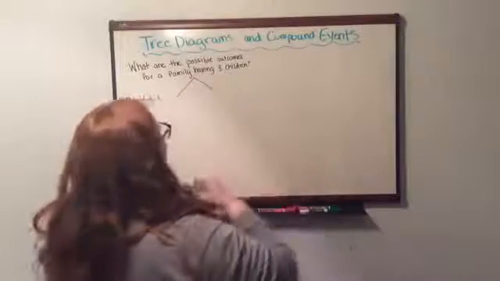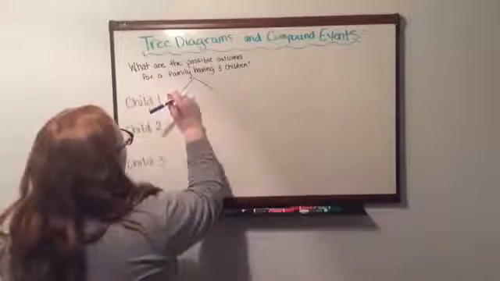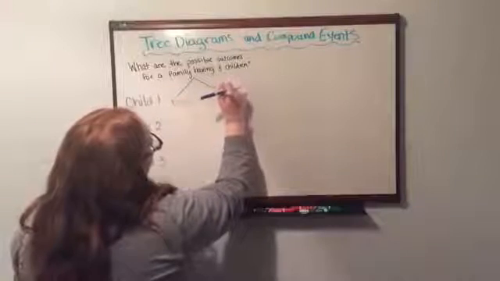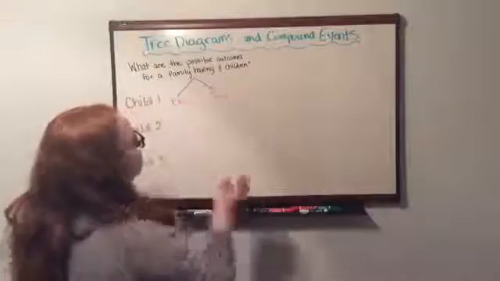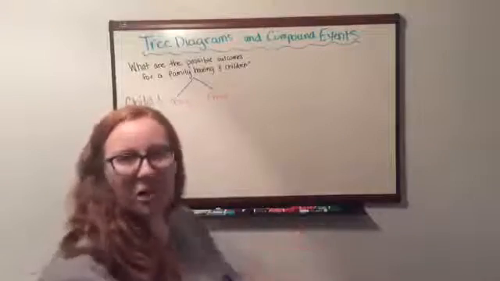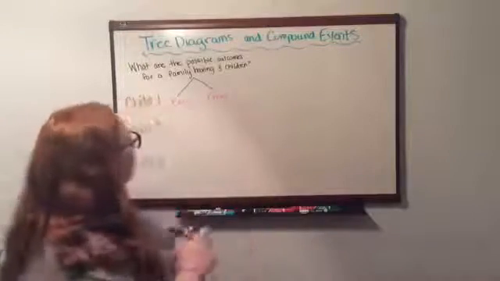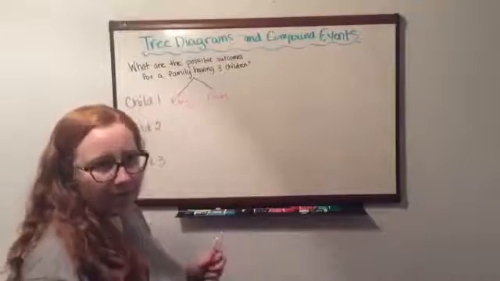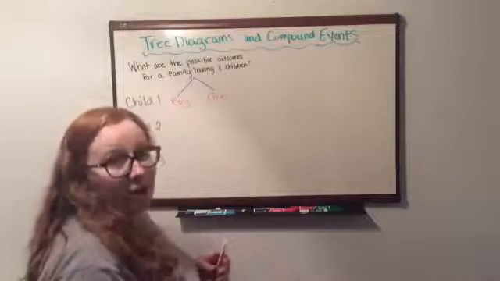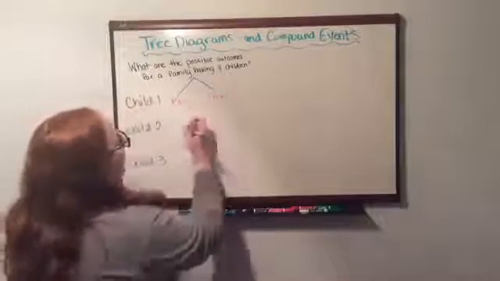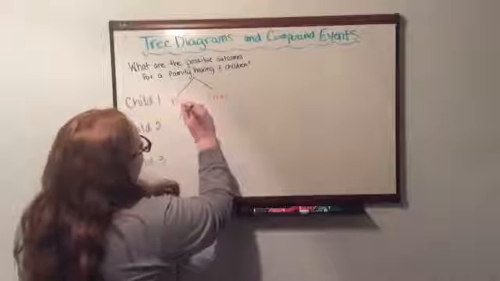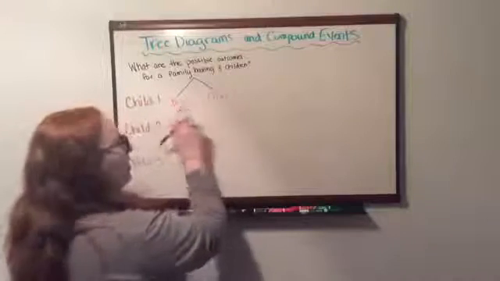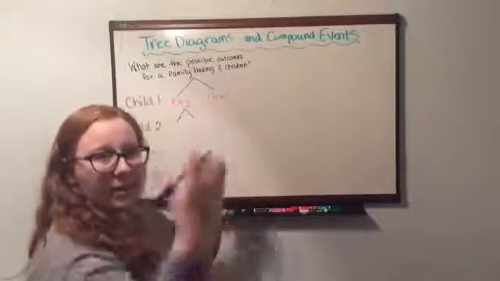So we have child 1 being either a boy or a girl. Right? Those are the only 2 options. That's all it is. Okay? So after they have child 1, they have another child. That child could either be a boy or a girl. Now how we're going to show this is that under each type, there's another chance.